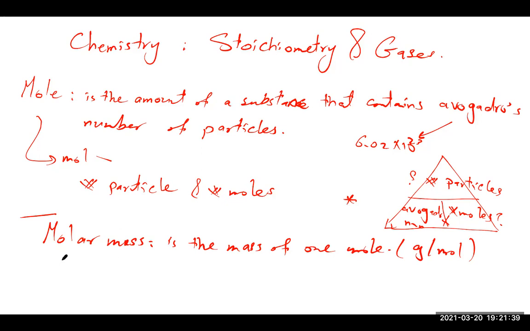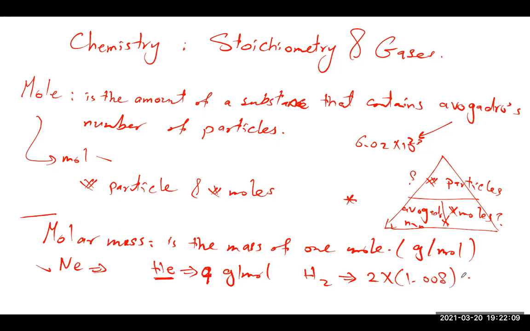If you talk about the molar mass for Ne, we will go to the periodic table and check the mass of Ne. That will be the molar mass for Ne. If we talk about He, we will go to the periodic table and check the mass for He, which is almost 4. So this gives us the molar mass of He, which is 4 grams per mole. If you talk about H2, the molar mass will be 2 times the mass of 1 hydrogen, which is 1.008. So almost it will be 2 grams per mole.